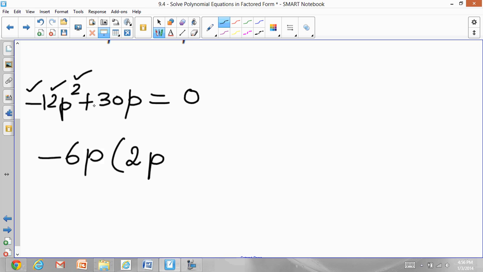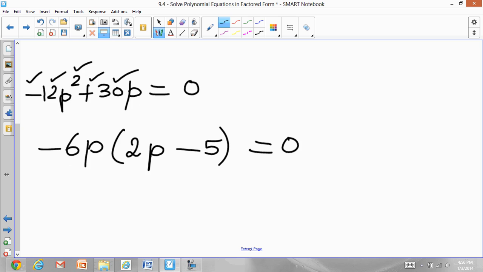And now I need to get a plus. So negative times negative will give me this plus sign. And 6 times 5 will give me the 30. And p is already there. So this is all you need. Set this up to a 0, and now we can pick up speed.